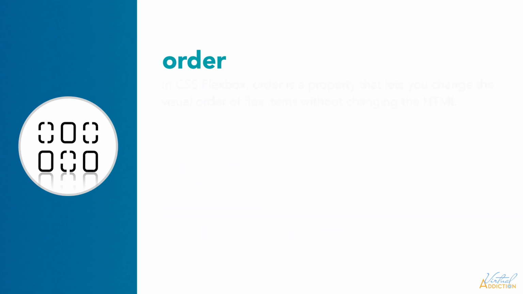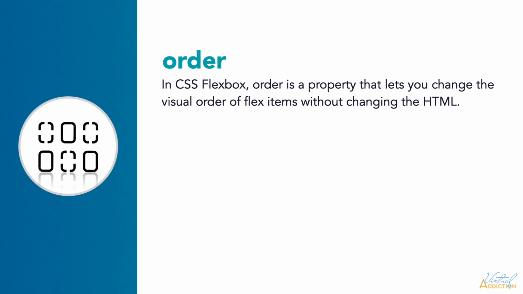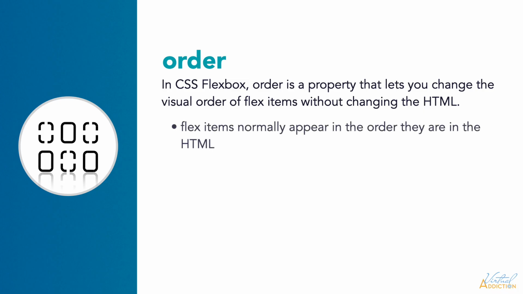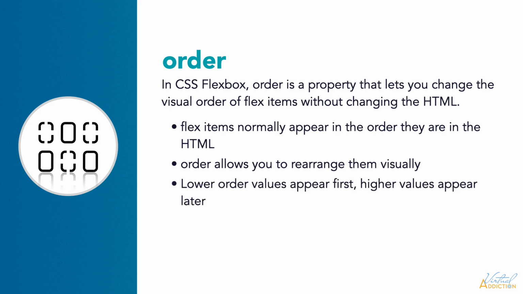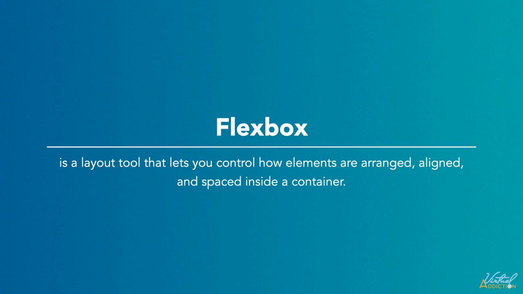The flex order property will allow you to control the visual order of items without changing the HTML. Lower values appear first and higher values appear later. Think of order like a priority number in a line or a queue.